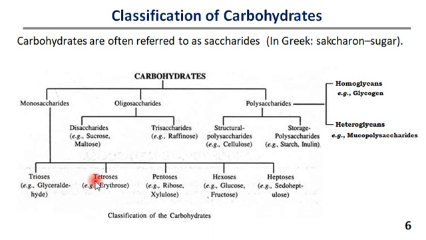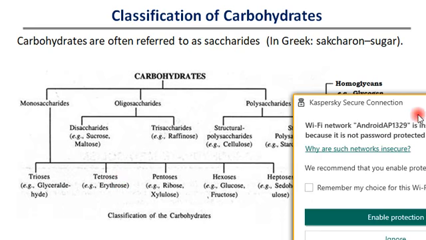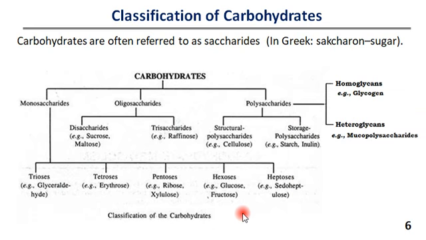Next is tetrose sugar. Tetrose sugar means a monosaccharide containing 4 carbon atoms. Example is erythrose. Hence, the chemical formula of erythrose is C4H8O4.